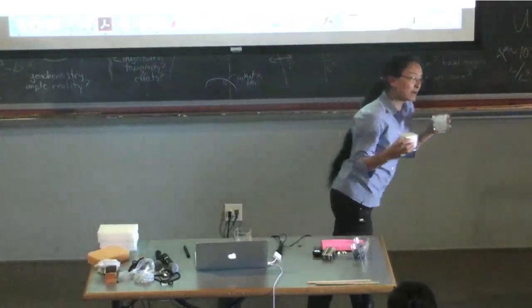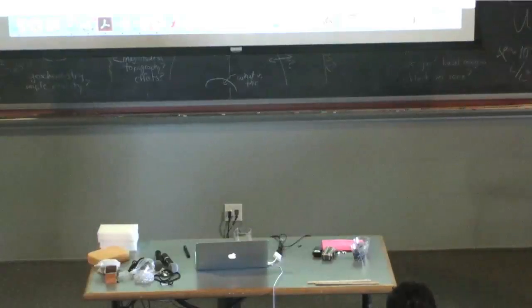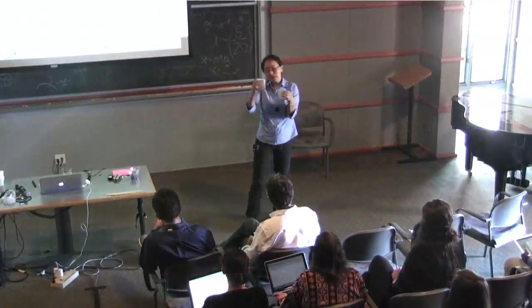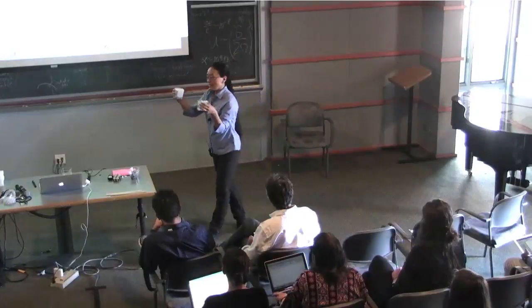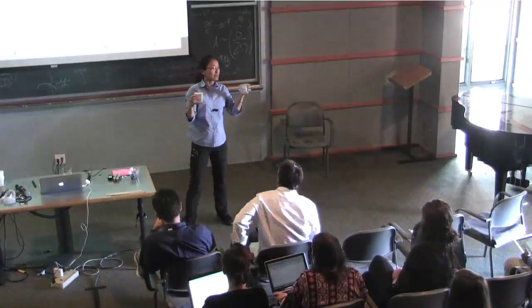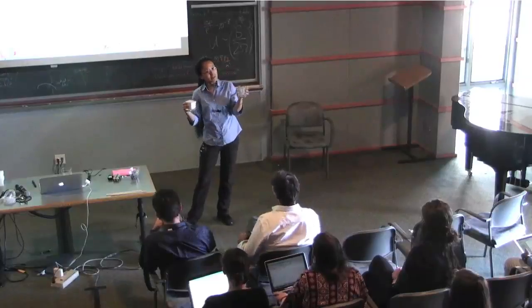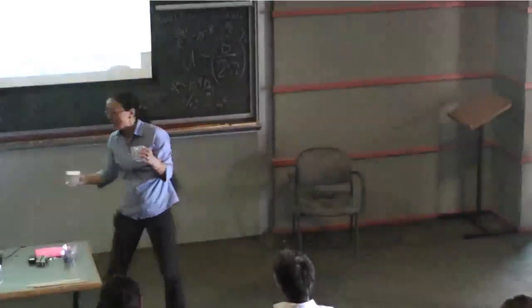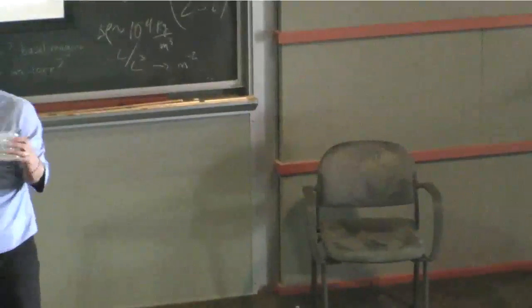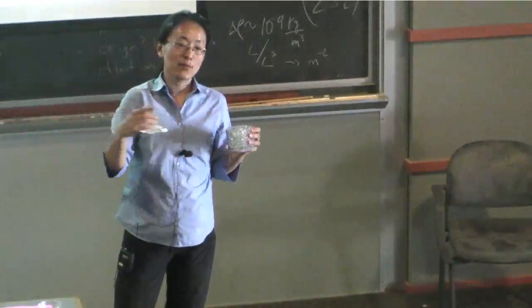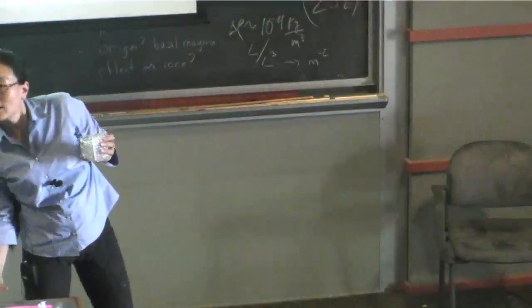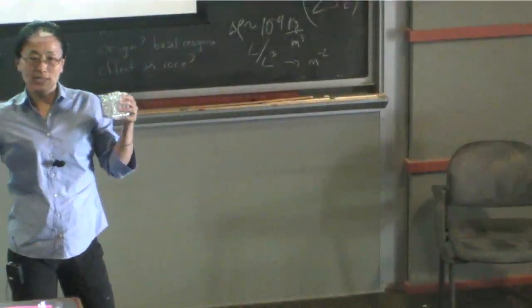Actually, if I had a balance, you would see that these are roughly the same weight. You can come and feel, they're roughly the same weight. Since this is sand, roughly quartz, and this is glass beads, they have roughly the same density. So the same weight means you have the same solid volume. Because the total volume is the same, your pore volume is the same. So they actually have similar porosity.